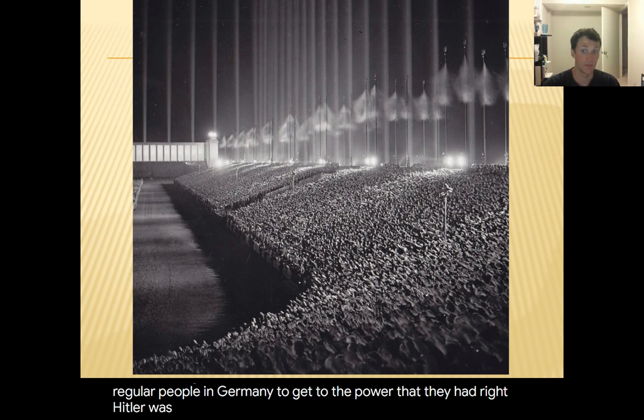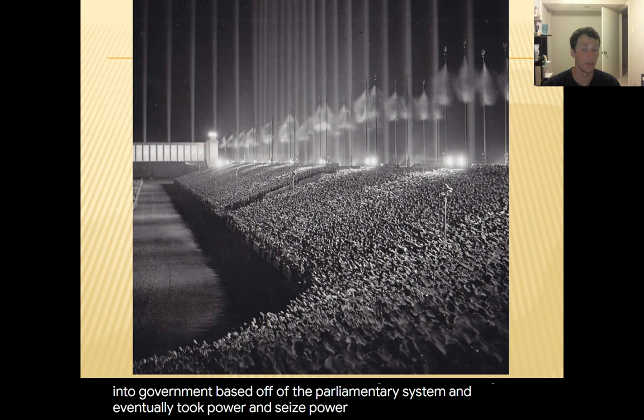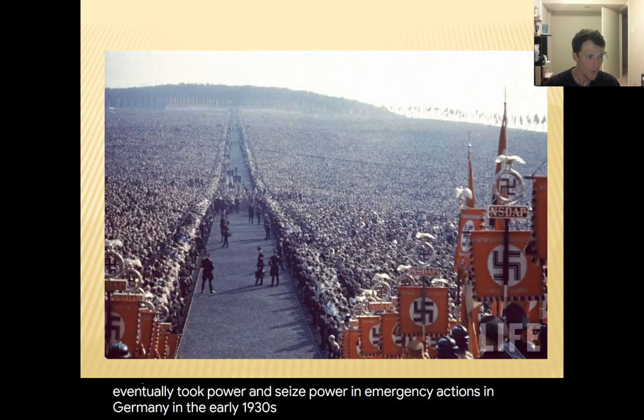Hitler was appointed by an elected official, right? So he was brought into the government based off of the parliamentary system, and eventually took power and seized power in emergency actions in Germany in the early 1930s. So here's another one of these rallies in Nuremberg, right?